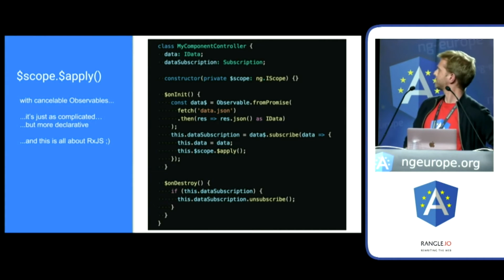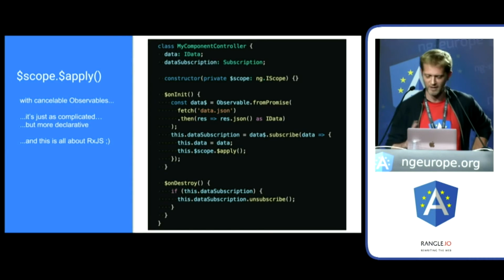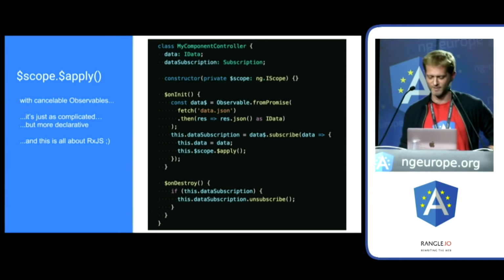So when you make an observable from a promise, then you can keep track of the subscription and just unsubscribe when your scope gets destroyed. Well, that would work.